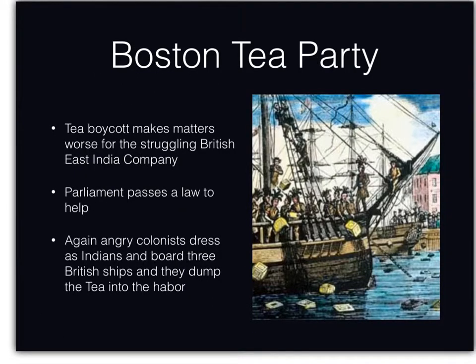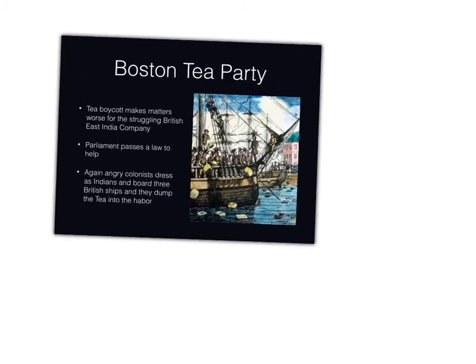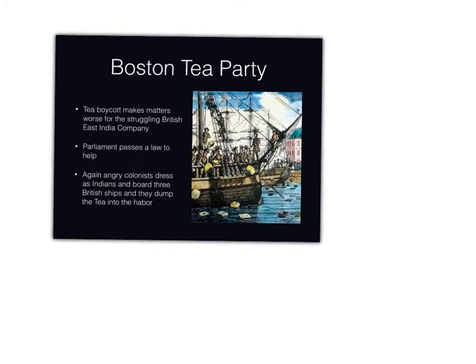The tea boycott worsened financial problems for the already struggling British East India Company. Parliament passed a law that allowed the company to sell directly to the colonists to help the company. Tea is now cheaper, even with the tax. This created a monopoly for the British because they cut their prices.